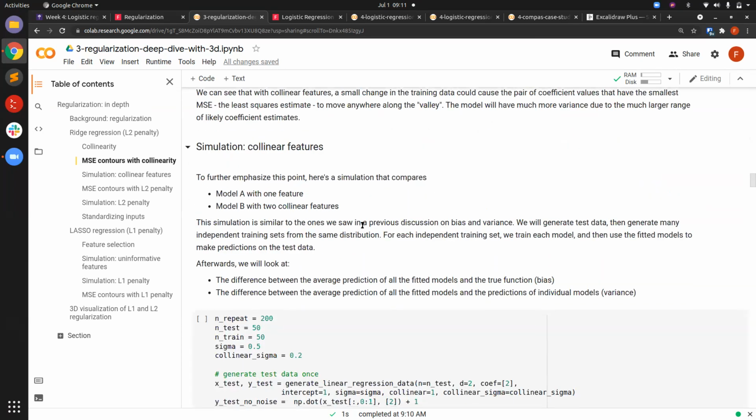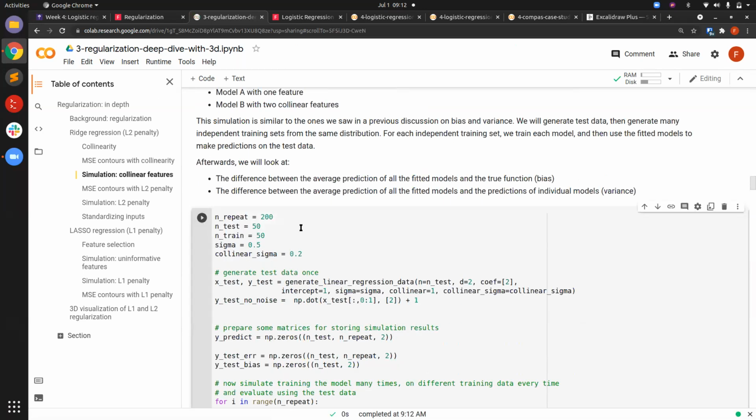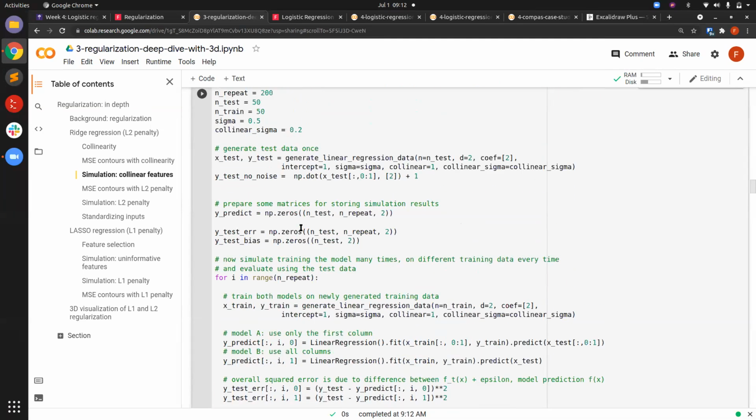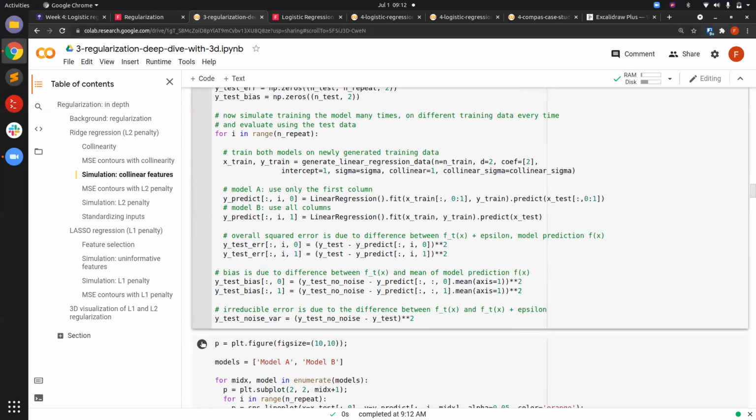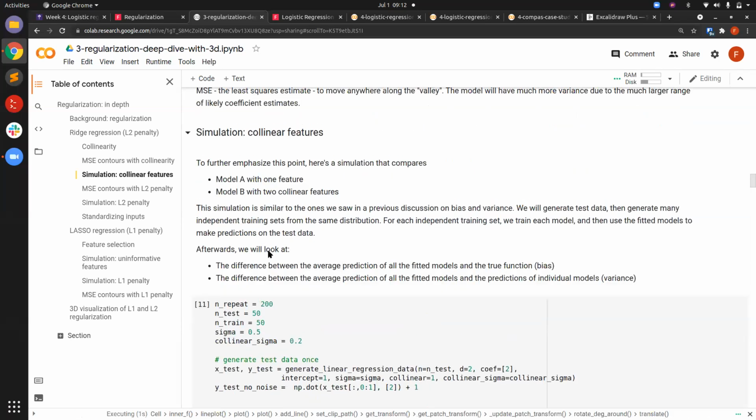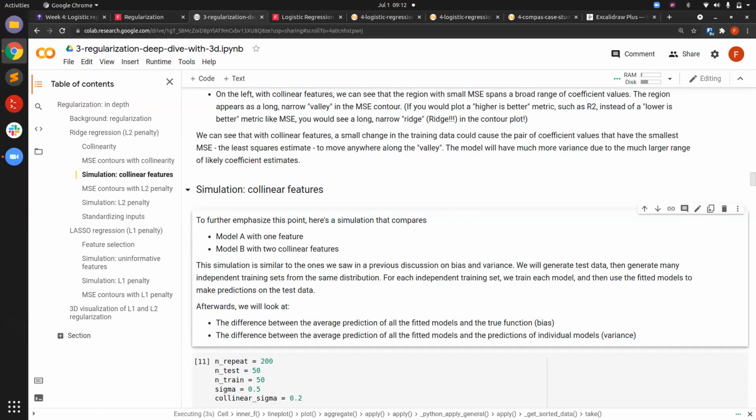To emphasize this, we're going to look at a simulation here. This is a simulation that will compare a model with one feature and a model with two collinear features. Let's do a quick poll. So here we're looking at model A with one feature, model B with two collinear features.